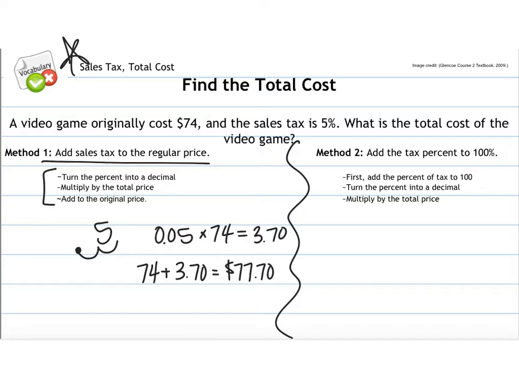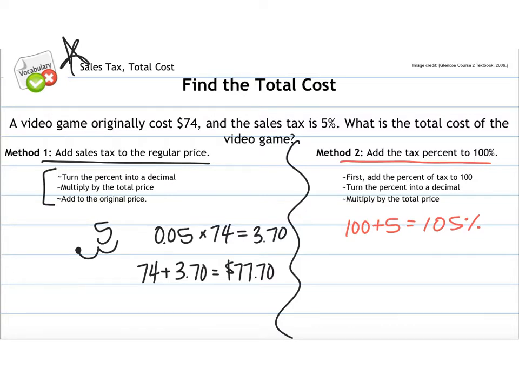The other method I want you to write down, method 2, add the tax percent to 100%. So the first step, first add the percent of tax to 100. In this case it's 5%, so we're going to go 100 plus 5, which is 105%. Because you're paying the full price of the item, 100%, and you're paying the 5% tax. So really you're paying 105% of whatever the cost is.